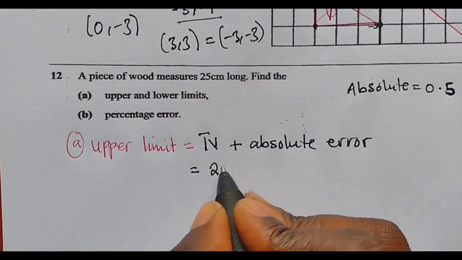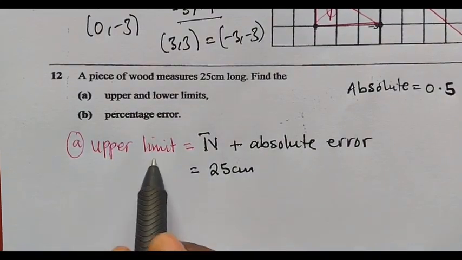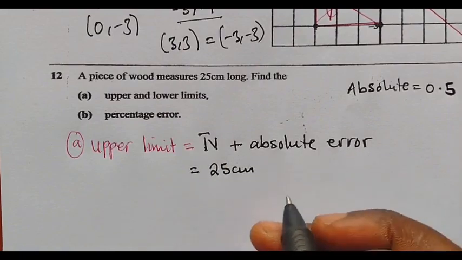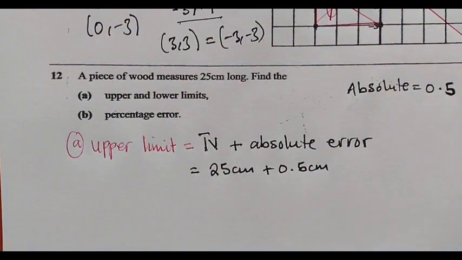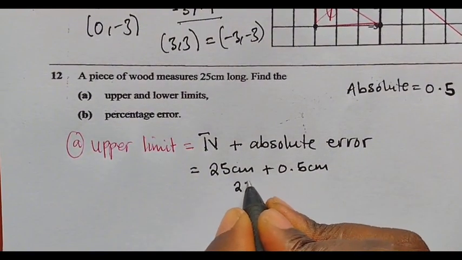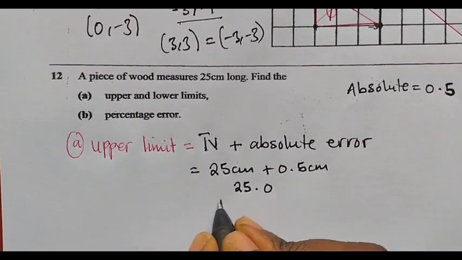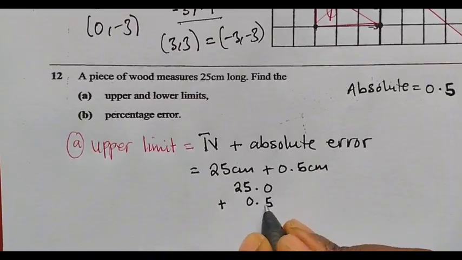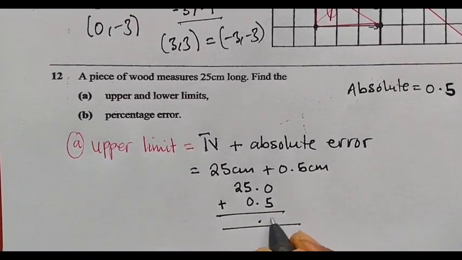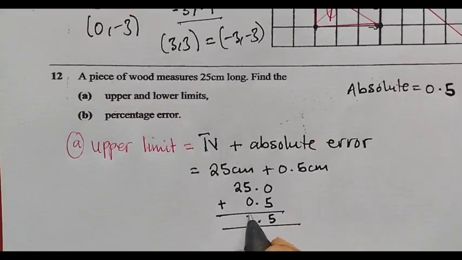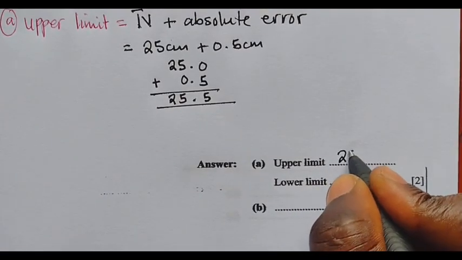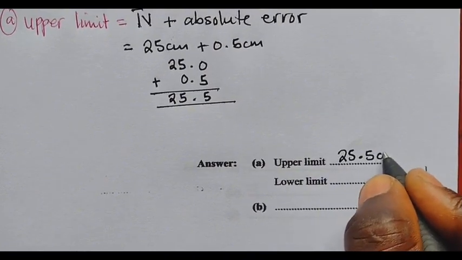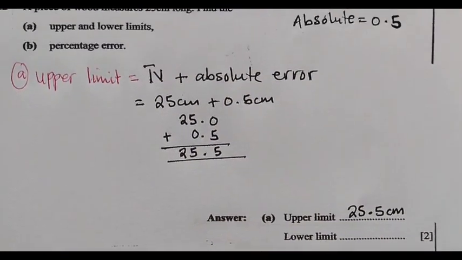So from here, let us proceed. The true value is 25 centimeters. When you are finding the upper limit, you are supposed to add true value plus absolute error. So 25 plus 0.5 centimeter. When we add, we say 25.0 plus 0.5. Make sure you arrange nicely. Here it's a point, here 5 plus 5 is 5, and then we have a 2. So here our upper limit will be 25.5 centimeters. Okay, I hope we are moving together.